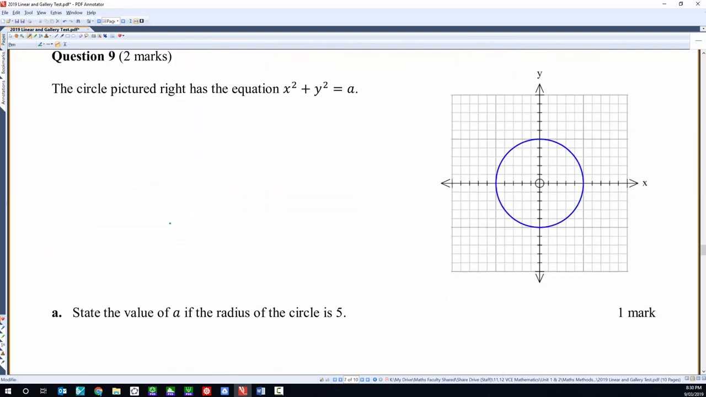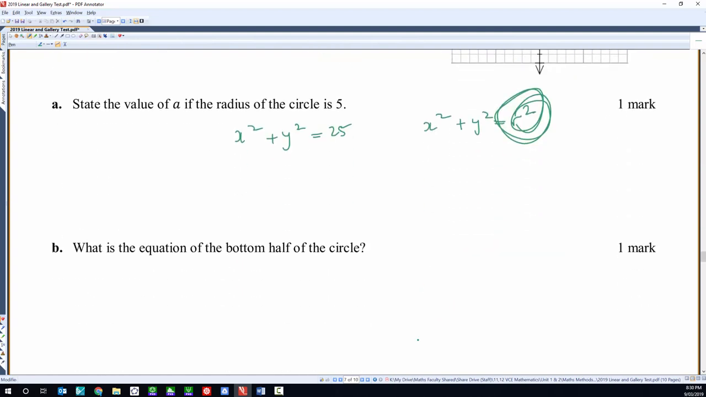Okay, so we've got a circle here. State the value of A if the radius of the circle is 5. So this is the equation. Obviously, its center point is the origin. So if the radius of the circle is 5, my equation is going to be x squared plus y squared equals 25, noting that the standard form will be x squared plus y squared equals r squared, the radius squared.